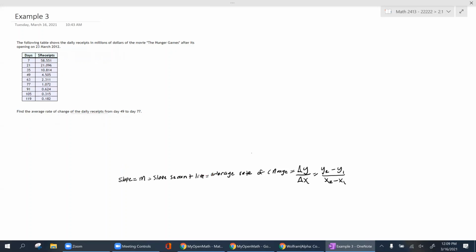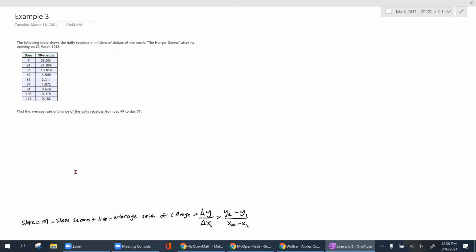We got more here. I'm told the following table shows the daily receipts in millions of dollars for the movie The Hunger Games after its opening on the 23rd of March, 2012. I'm given all these values, and they want me to find the average rate of change from day 49 to day 77.